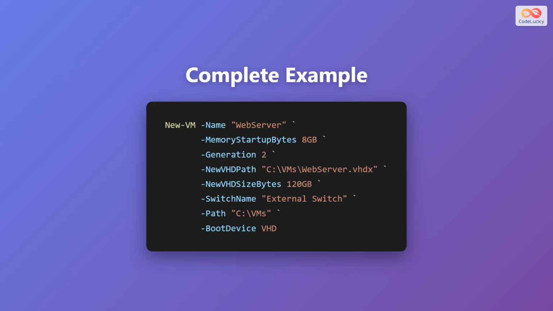Let's bring everything together with a complete example. This command creates a virtual machine called WebServer with 8 GB of memory, Generation 2 firmware, and a new 120 GB virtual hard disk. It connects to an external switch for network access, stores all files in the C:\VMs directory, and is configured to boot from the virtual hard disk. This comprehensive command demonstrates how to combine multiple parameters to create a fully configured virtual machine in a single PowerShell command.